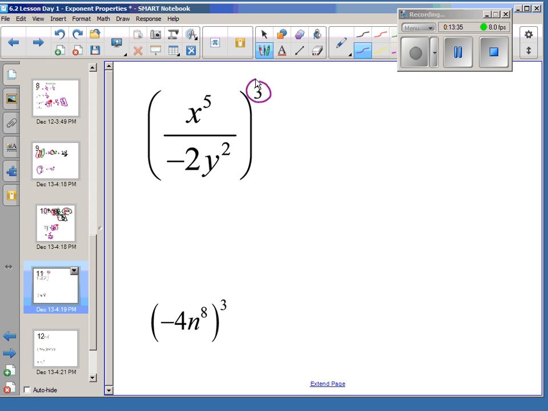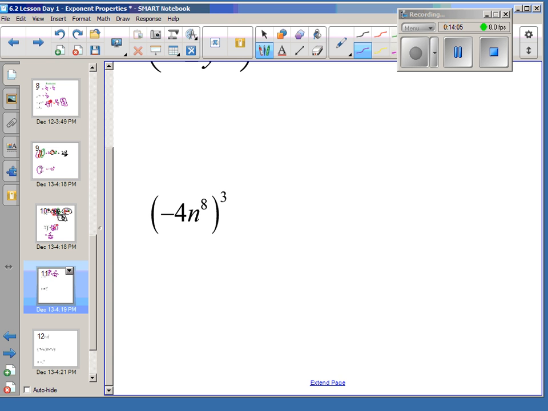All right, first thing is we need to distribute this cube to each one of these terms. So x to the 5th and then to the 3rd power. Power to a power gives us x to the 15th. We have to do this cube to negative 2. So negative 2 cubed is negative 8. And then y squared, and we're raising that to the 3rd power. Power to a power again is the same thing as 2 times 3, which gives us y to the 6th. Same thing for the next one. When you distribute this cubed in here, negative 4 cubed is negative 64. And then distributing our 3 to our n's, we have n to the 8th to the 3rd power. 8 times 3 is 24.